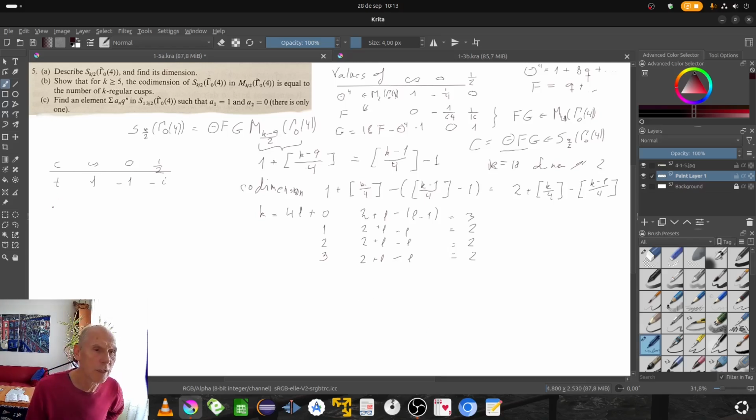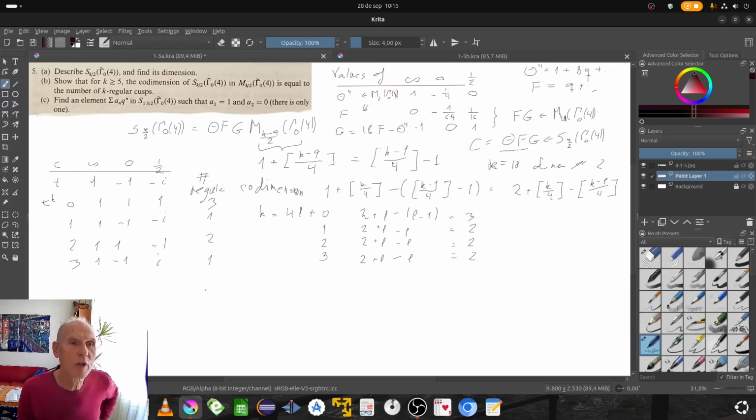If we take the various values of k, 4l plus naught, 1, 2, 3, and then t to k, we have 3, oh my gosh, so we have to do it vertically. So that means the number of regular cusps is 3, 1, 2, 1.